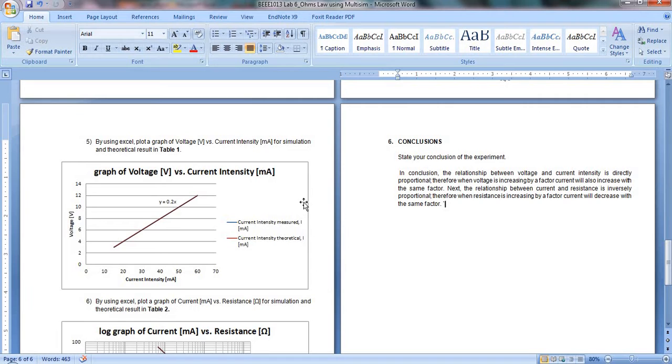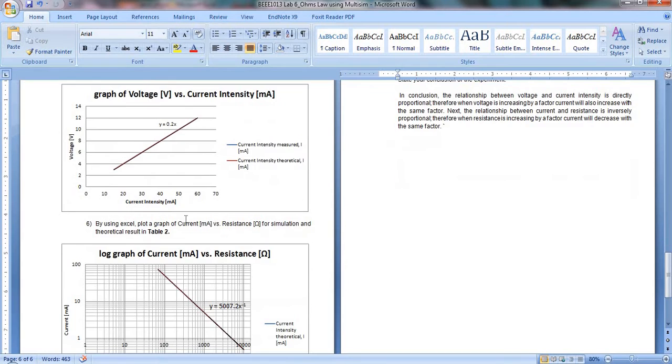Next, for the graph, for the first part, table 1, I'm using the normal graph, and this is the graph, which is a linear graph, and this is the equation of this line. Both the measured and theoretical values overlap.